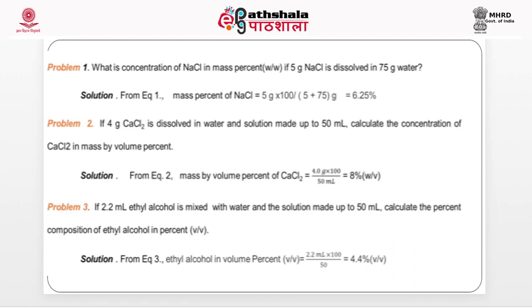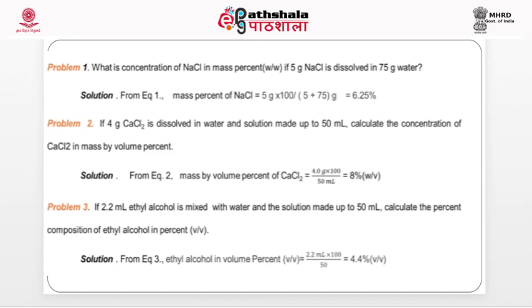Take an example problem: what is the concentration of NaCl in mass percentage if 5 gram NaCl is dissolved in 75 gram water? I may point out here that at many places instead of W by W you will find M by M; both are one and the same thing and are used interchangeably. From equation 1, mass percentage of NaCl equals the amount of NaCl dissolved into 100 divided by total mass of the solution, that is solute plus solvent, which comes to 6.25%.